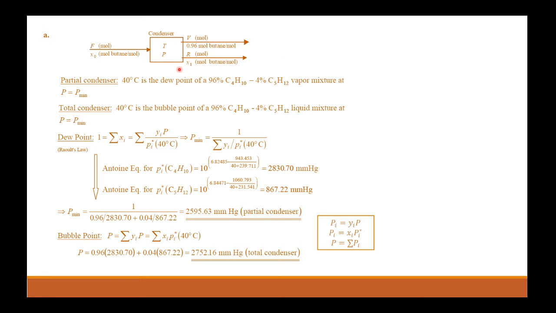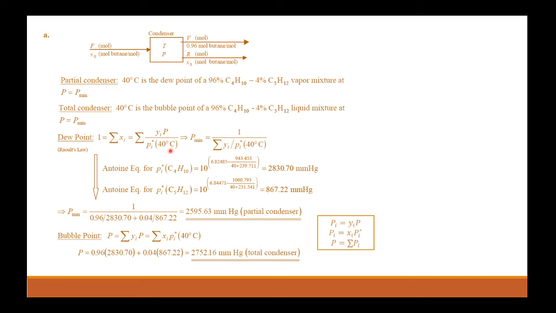So this is your schematic diagram or a sketch of your process in the condenser unit. In the case of a partial condenser, we take the dew point of this vapor mixture to be 40 degrees Celsius. The dew point is actually the temperature at which vapor starts to condense and become liquid phase.